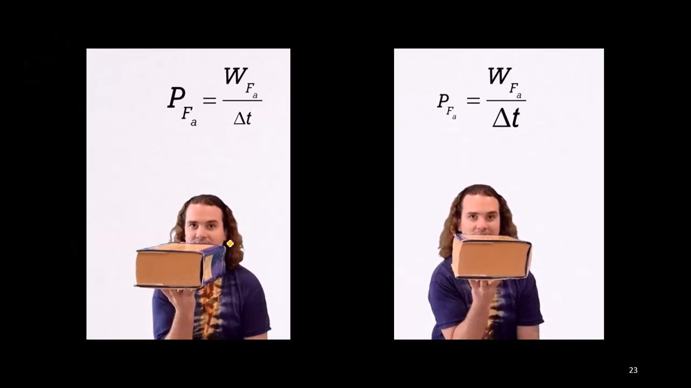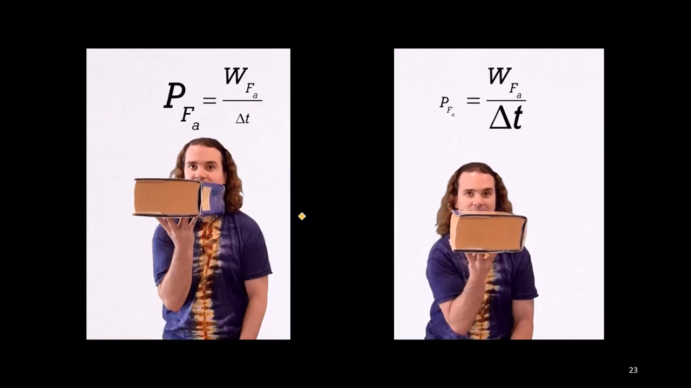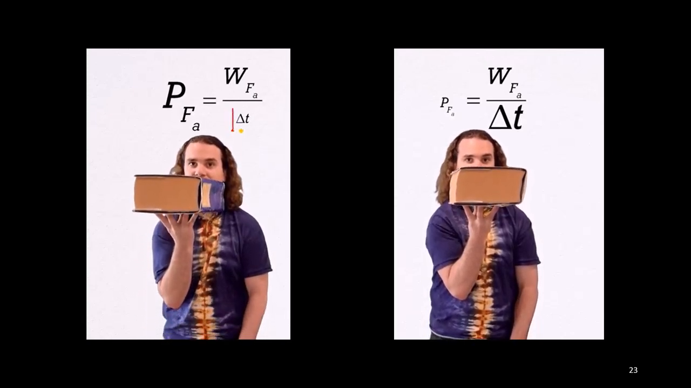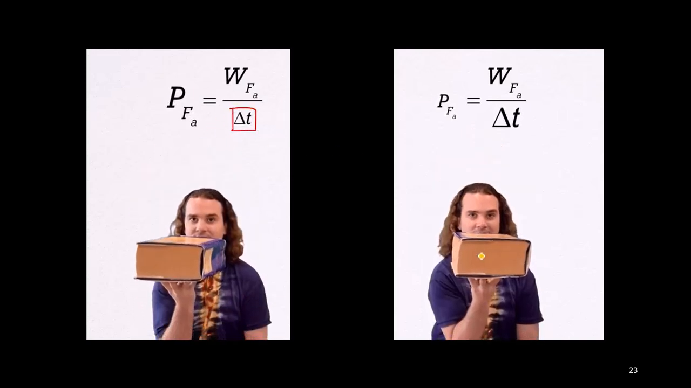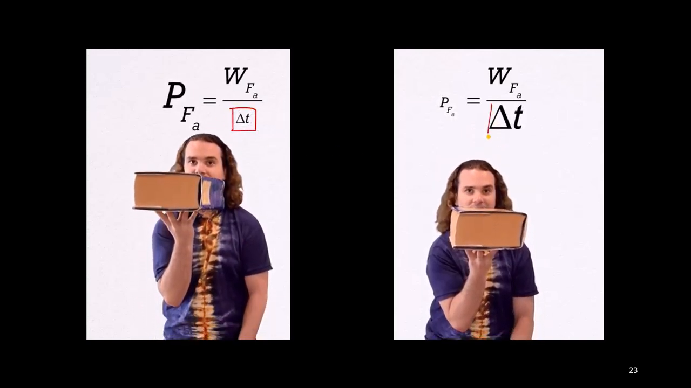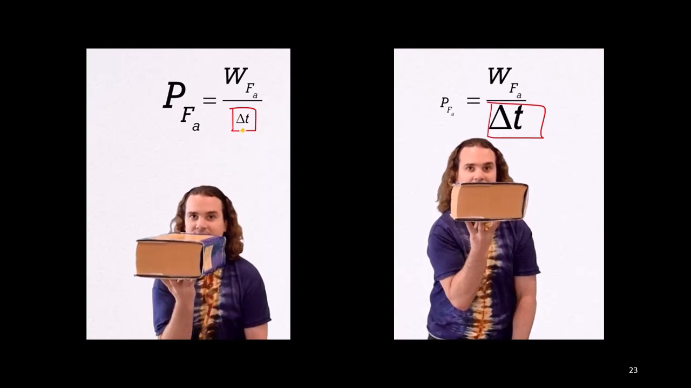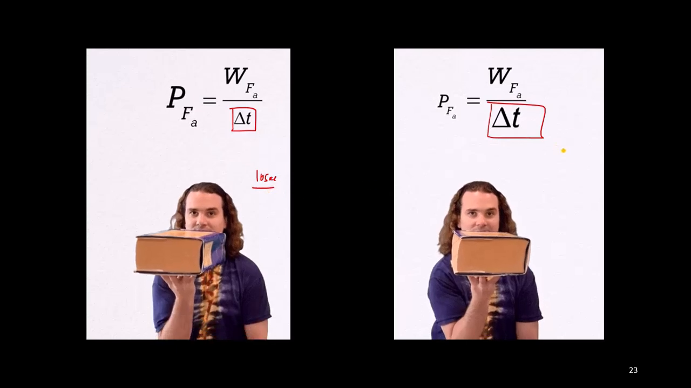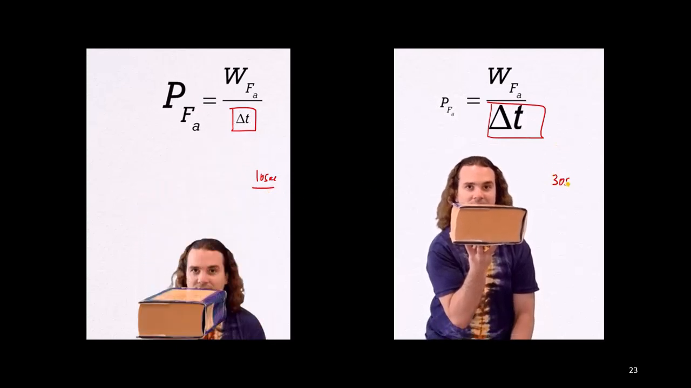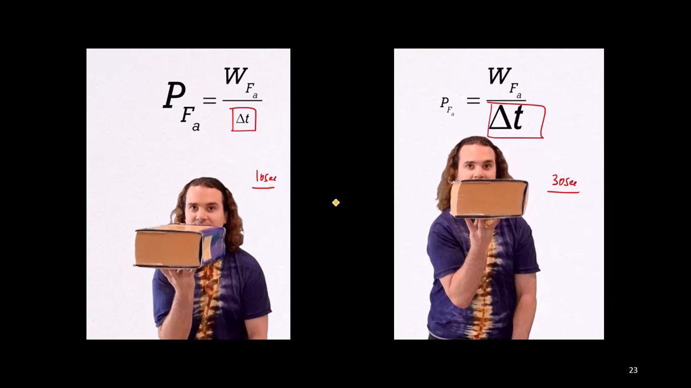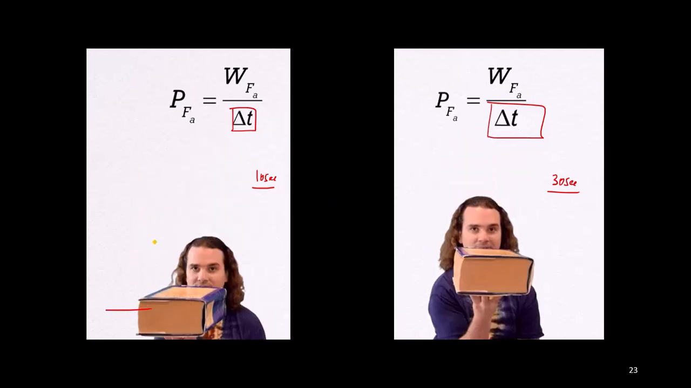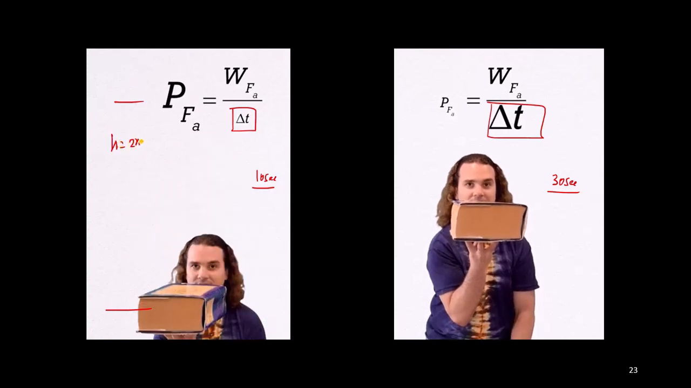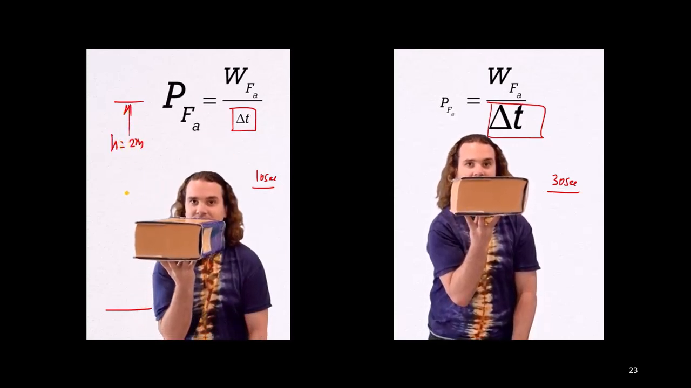Let us say there are two situations. In one, I am lifting a book in some time. In the other, I am lifting the same book very slowly, that means now the time is more. Here I am lifting the same book in, let us say, 10 seconds, and here I am lifting the book in, let us say, 30 seconds. First of all, calculate the work done. Let us say I am lifting the book from this point to this point, and that height is 2 meters.